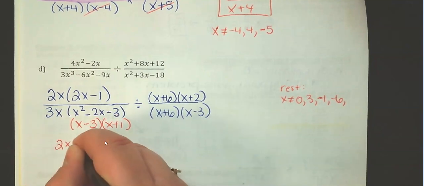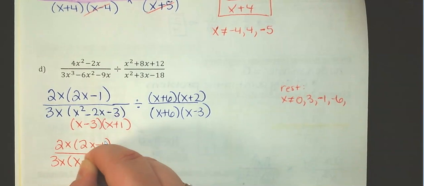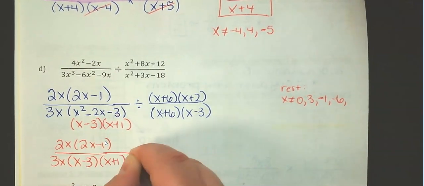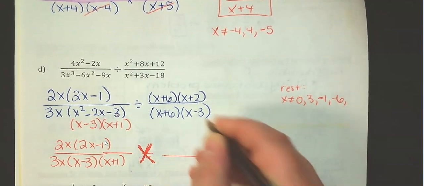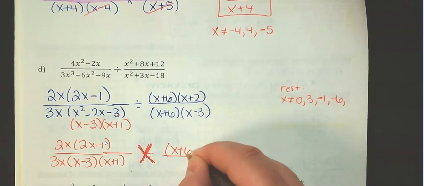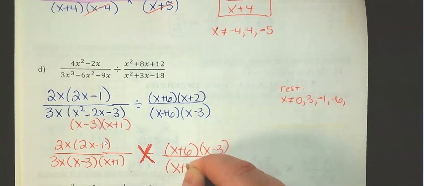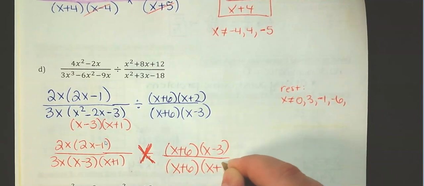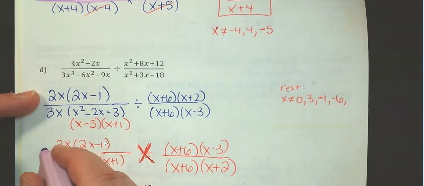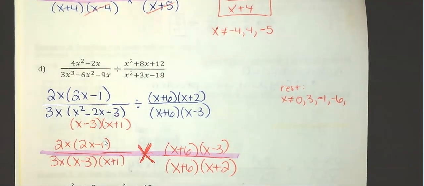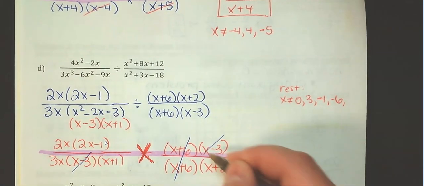All right, I got 2x times 2x minus 1 over 3x times x minus 3, x plus 1. We're going to keep that. I'm going to change this to multiplication. We're going to flip this other one over. Now, I could have canceled out the x plus 6's at any point. They're within the same fraction, so I didn't need to rewrite that in that step. But anytime you want to do that, if they're in the same fraction, you can cancel them out. I just wanted to show you where it came from. So those are going to go: x minus 3, x minus 3.